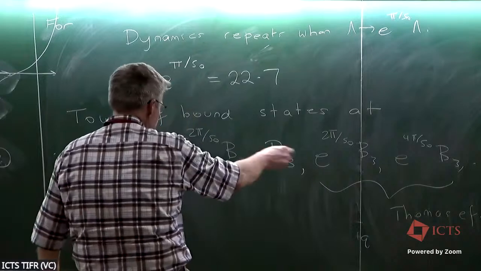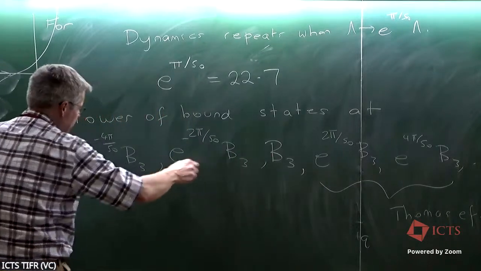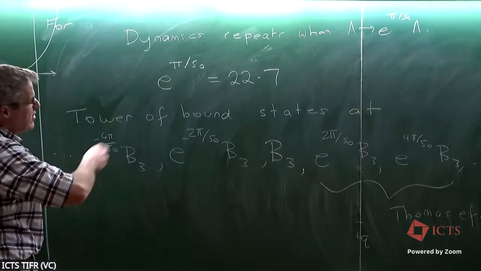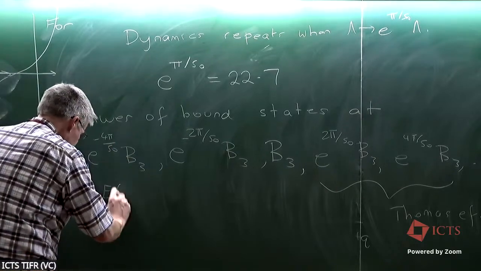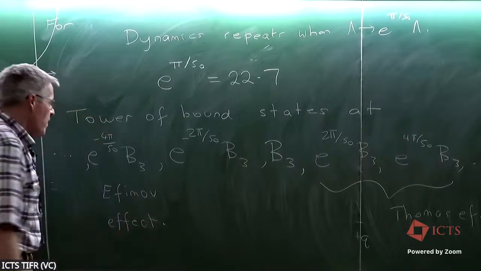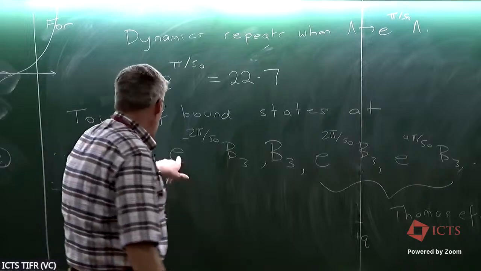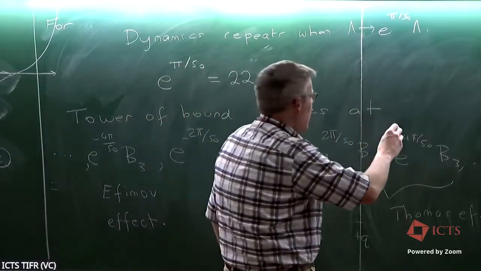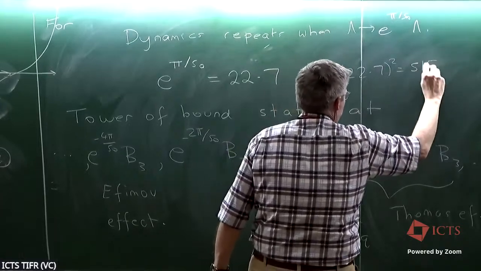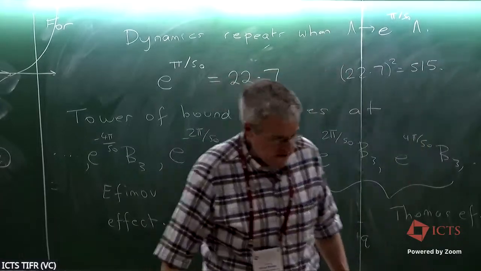And this geometric thing, and in particular this infinite set of states related by this geometric factor of 22.7 squared, is the Efimov effect. I bet I can't square 22.7 in my head, but just so you don't have to, 22.7 squared is 515.